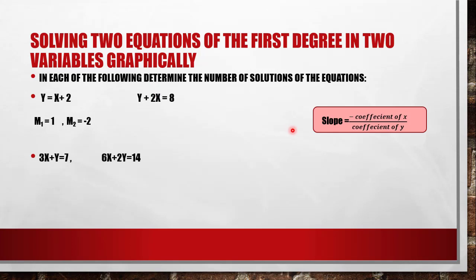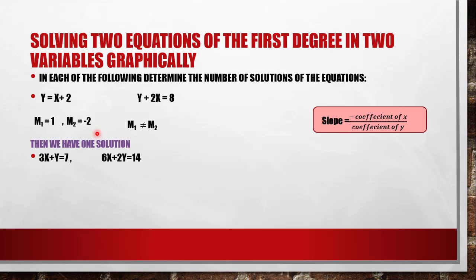Here the slope, as we studied in the first term, equals negative coefficient of x over coefficient of y, if they are on the same side. Okay, so negative 2 over 1 equals negative 2. So we have different slopes. The two slopes are different. m1 doesn't equal m2, so we have one intersection point. It means that we have only one solution.